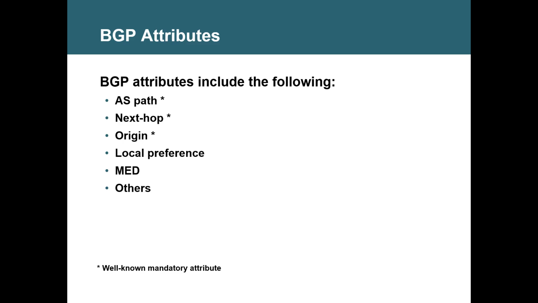Example here, AS path, next hop, origin are well-known mandatory. Local preference is well-known but it is discretionary. It's not a mandatory one. We are going to see what local preference is in some time.